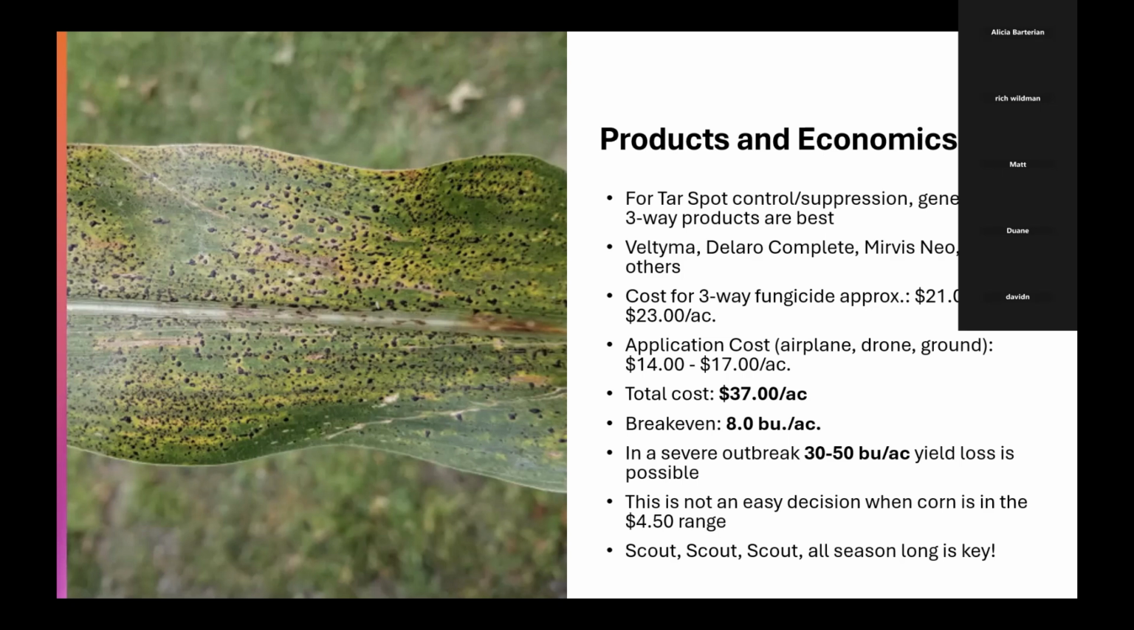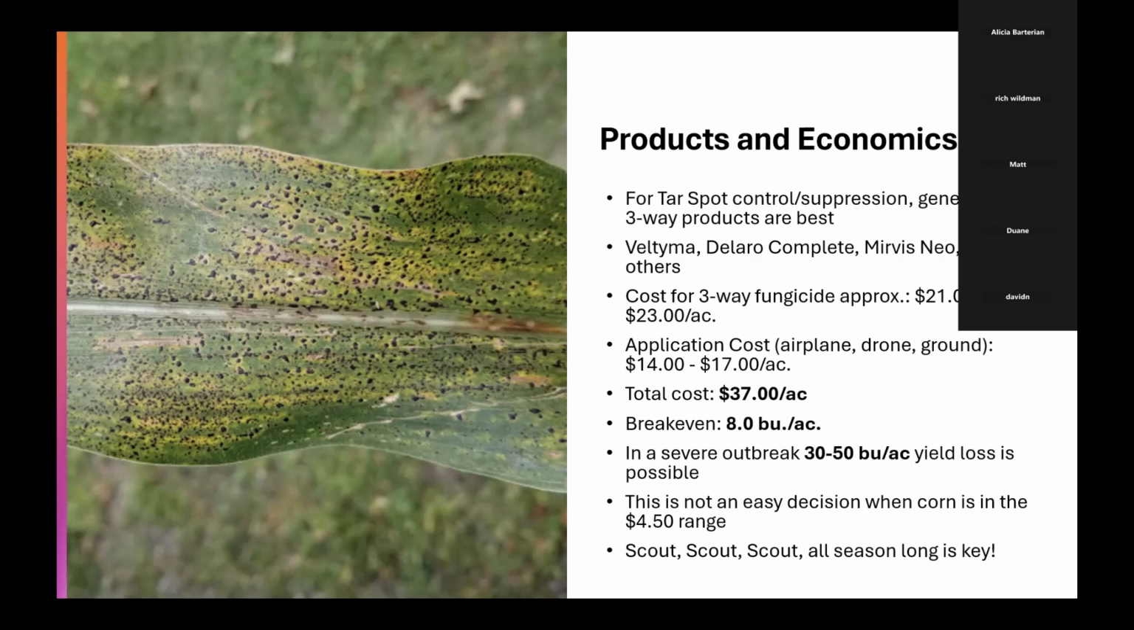Like I said, that cost is going to be $21 to $23 an acre. So before you spend that money, you really want to make sure you're going to get a return on investment. You're also going to have about $14 to $17 an application, because you're having to get it air applied, most likely, ground applied maybe, but no matter what, it's going to cost you about $14 to $17 an acre. You put that together, that's $37 an acre. And that's a big number when corn's $4.50 a bushel.